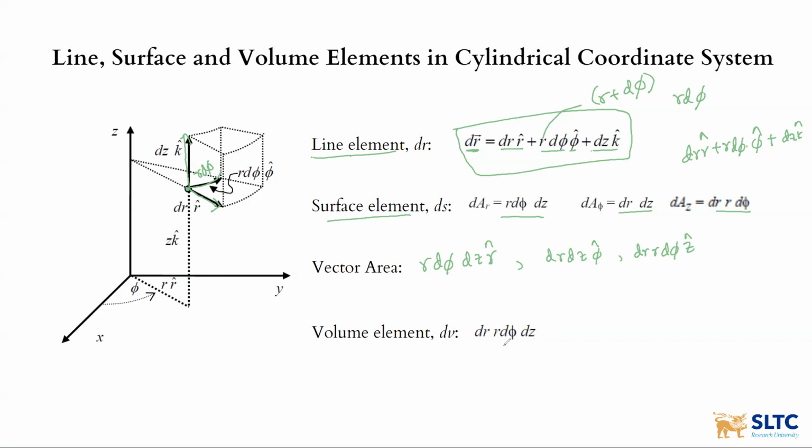Then we can finally also write the volume element. The volume element is the easiest one. You just need to take the combination of all the perpendicular elements and take their product. So the perpendicular elements we are considering in this are dr, r d phi, and dz. We just need to take the product between those three elements. Right? So that is how we can define the volume elements for the cylindrical coordinate system.